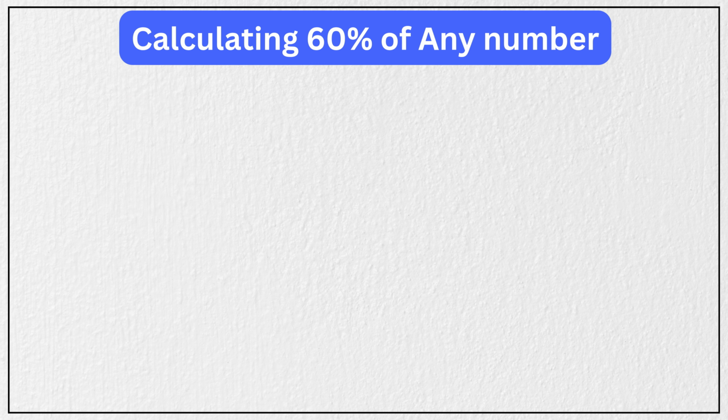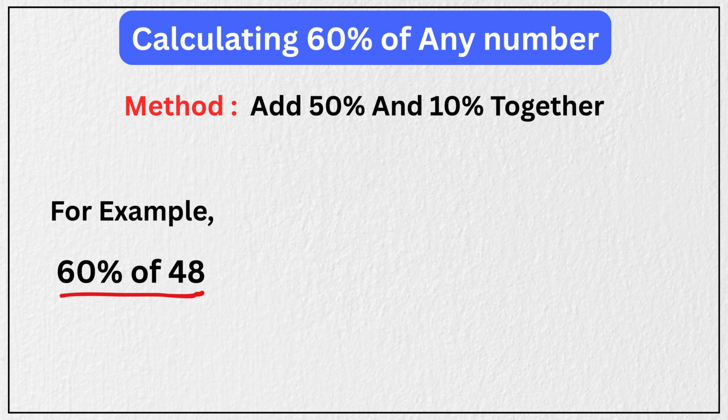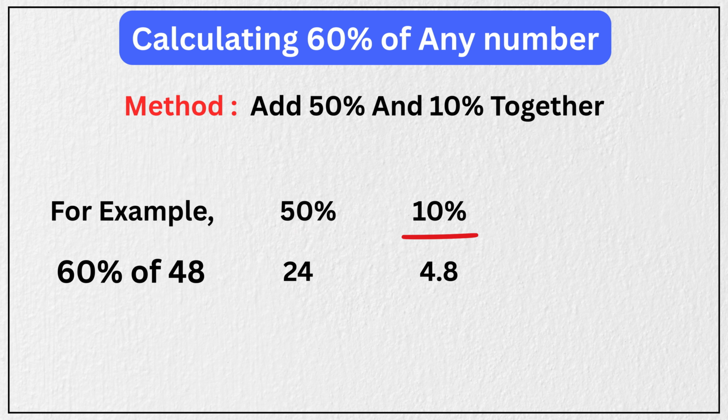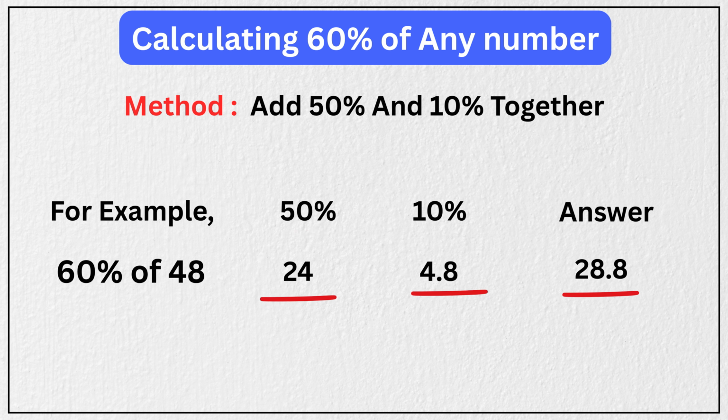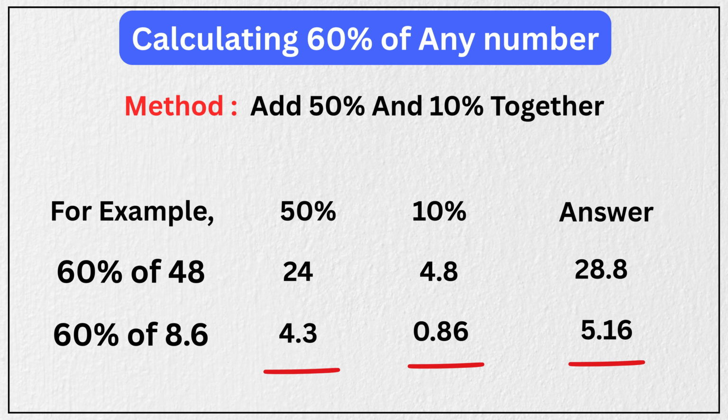To calculate 60%, we combine 50% and 10%. Example, 60% of 48. 50% is 24, and 10% is 4.8, so adding both equals 28.8. 60% of 8.6. 50% is 4.3, and 10% is 0.86, adding both equals 5.16.